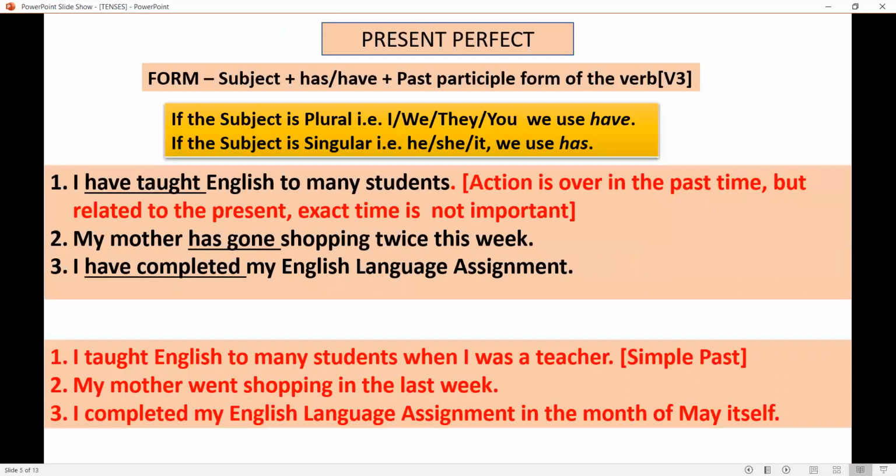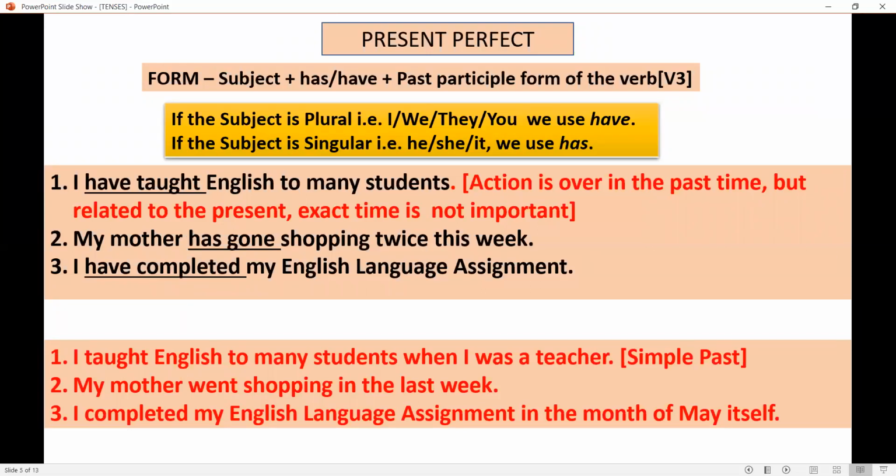Let's move to present perfect tense. The form is subject plus has or have plus the past participle form of the verb, that is V3. If the subject is plural or I and you, we use have. If the subject is singular, that is he, she, it, etc., we use has.